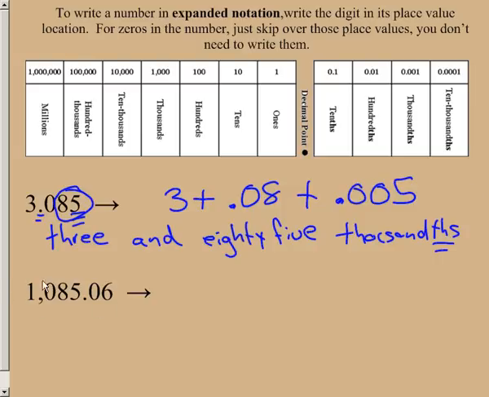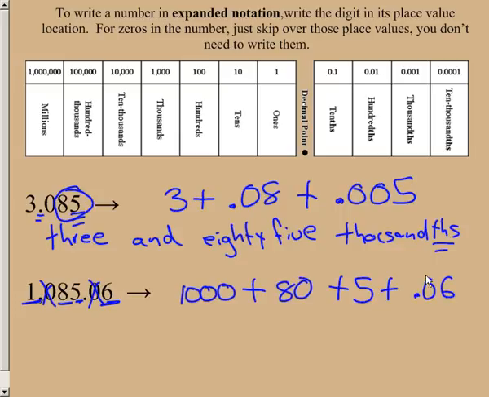Let's take a look at this one. Underline each digit and write what it actually represents. This 1 is not really 1, it is 1,000. Plus, we're going to skip the 0, underline your 8. That's not really 8, it's actually 80. Plus, this is worth 5. Plus, we'll skip the 0. And then this isn't really 6, it is 6 tenths. So we've just written that number in expanded notation.